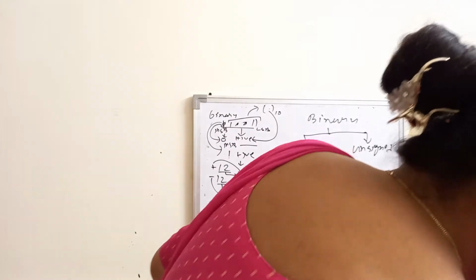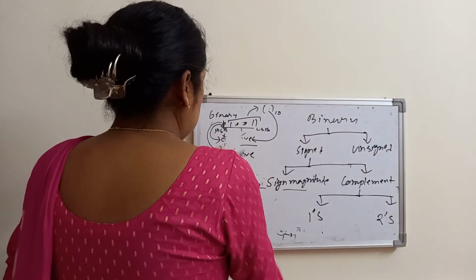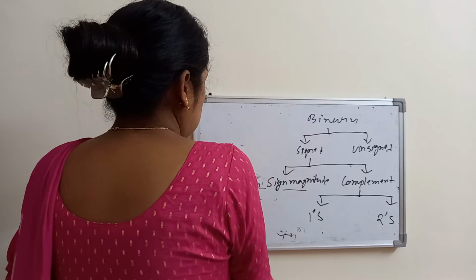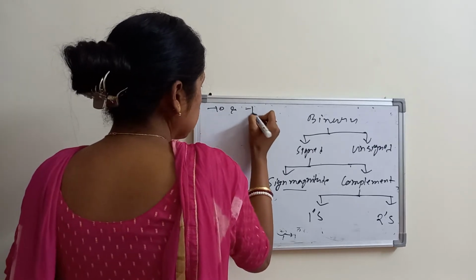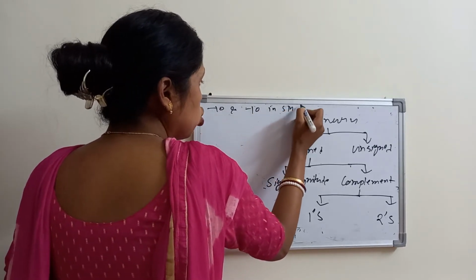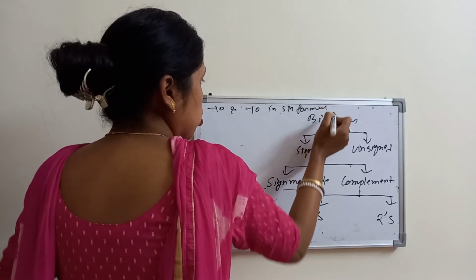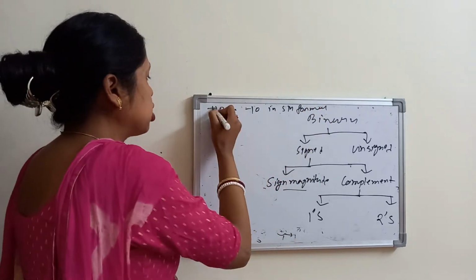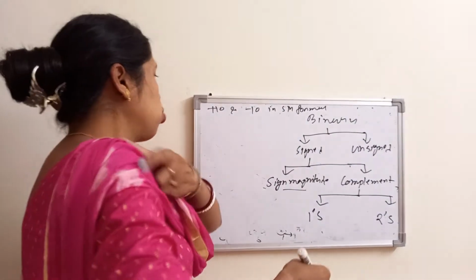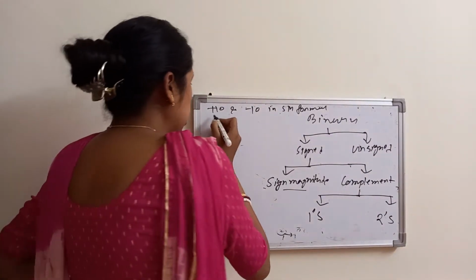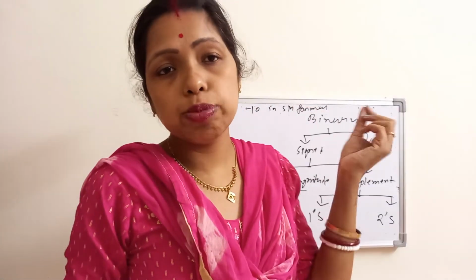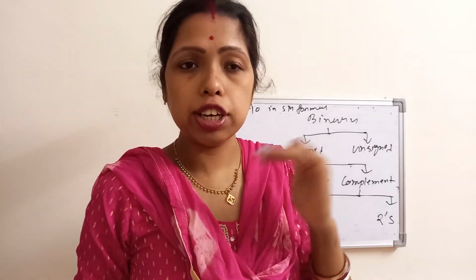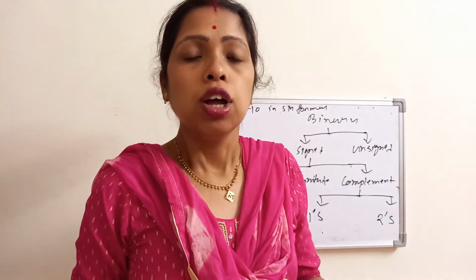Okay, so I will give you an example. Represent plus 10 and minus 10 in sign magnitude format. First, in sign magnitude format, whatever the magnitude is, you have to convert this magnitude into binary first. After that, I have to put 0 or 1 in front of that magnitude.